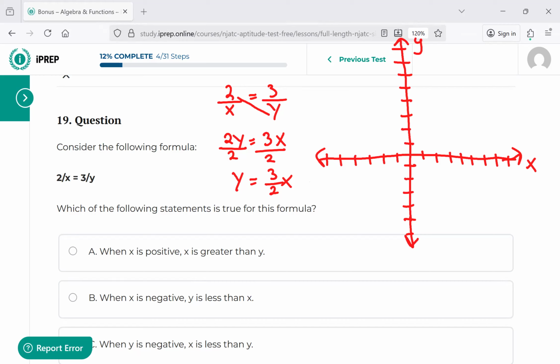So here my b is 0, so you could put a 0 here. And my slope is 3 halves, so what you could do is go up 3, 1, 2, 3, and then run 2. So it would look something like this.